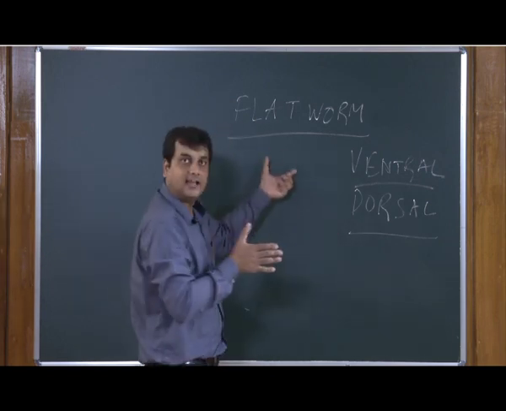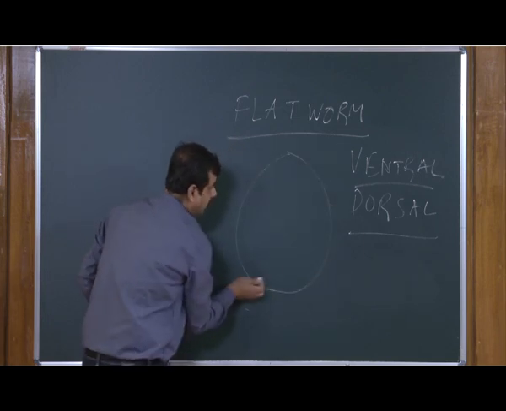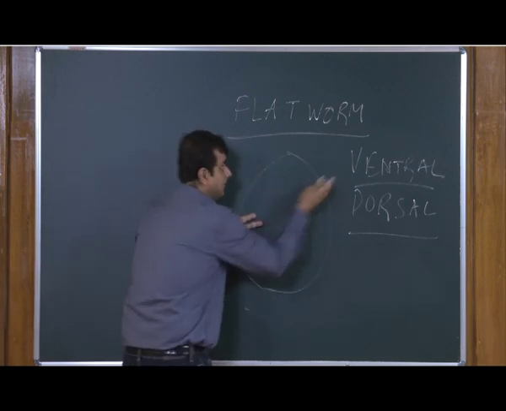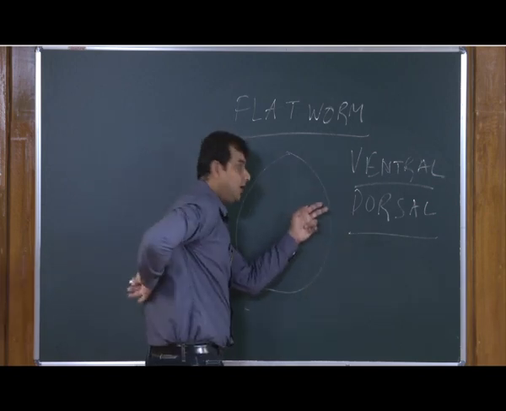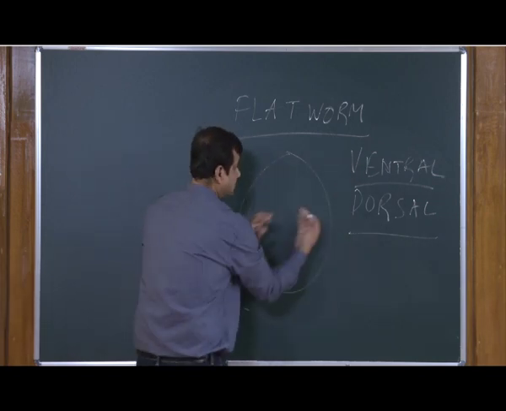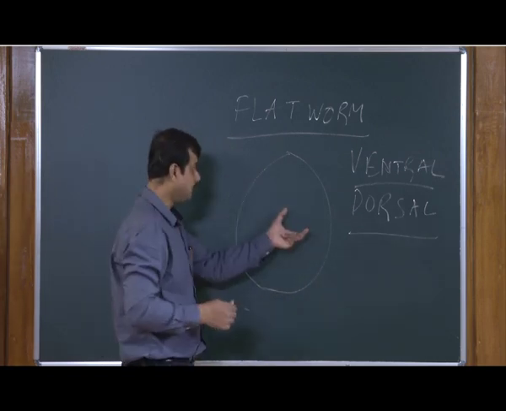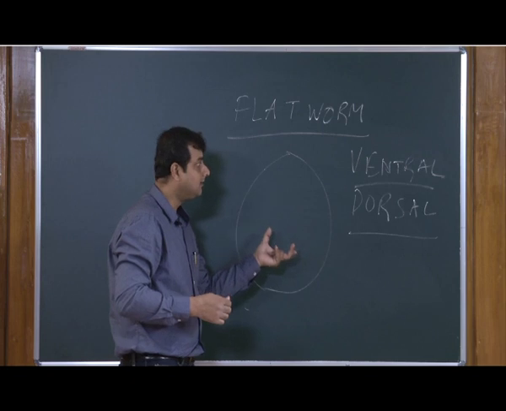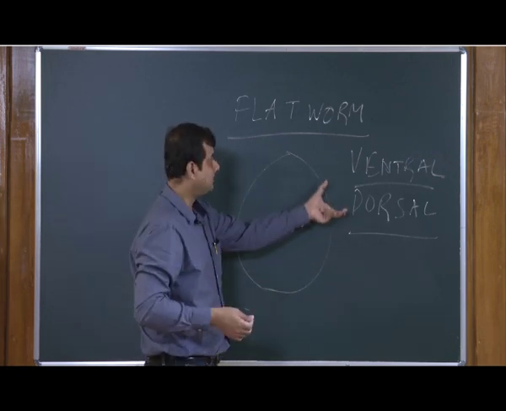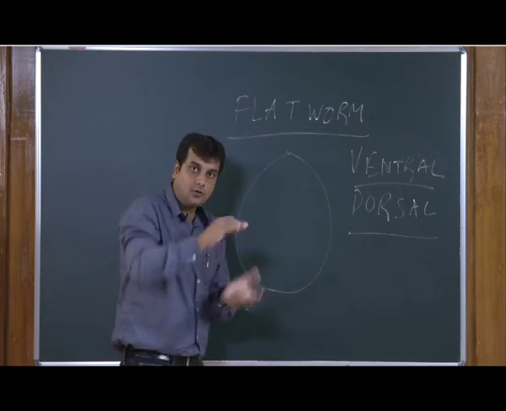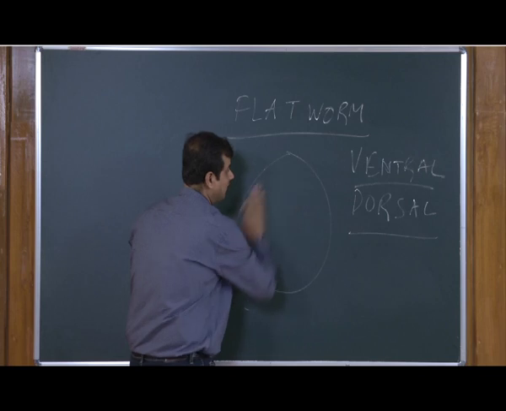Now, this worm is like that. They have a body like this. They have this area, which we can call the ventral, and in the back portion they have the dorsal, and there is no defined body cavity. We can say there is something in between, but we cannot call it a body cavity in lower invertebrates. As such, they have a dorso-ventrally flattened surface. That means the whole surface area is quite flat.